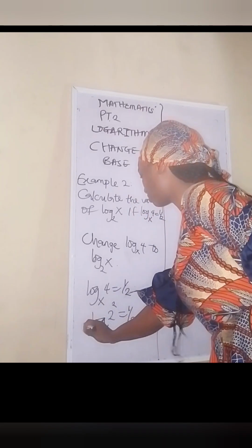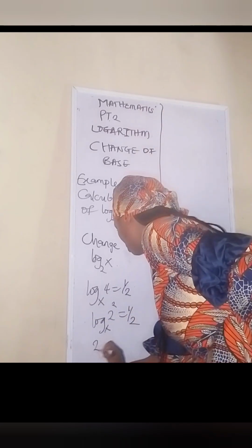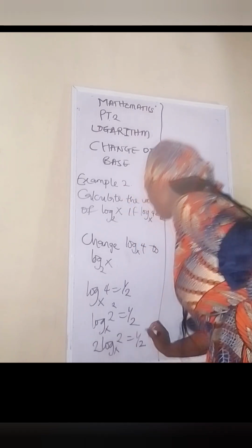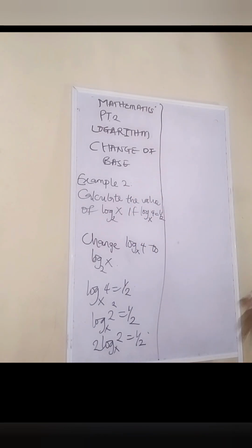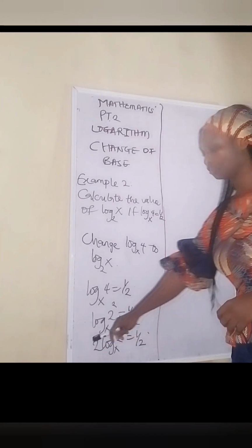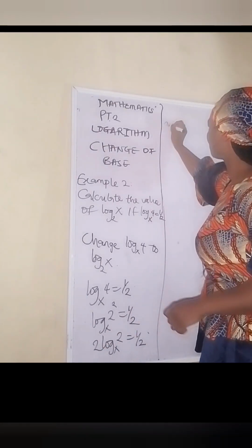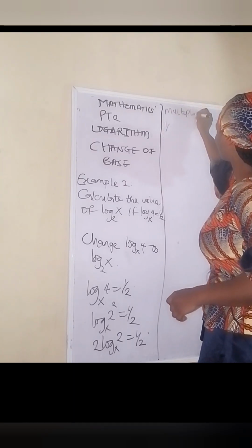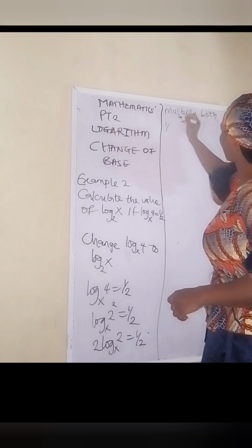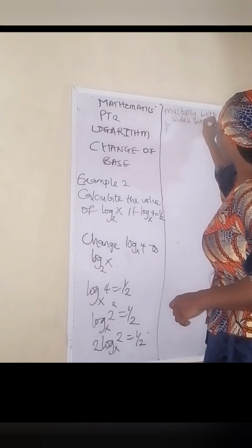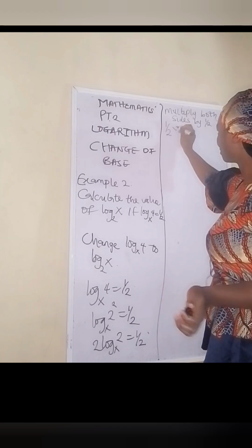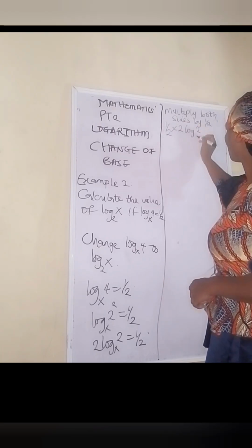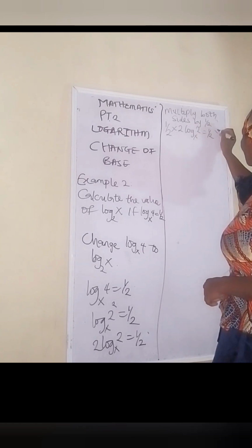So now this 2 will come down here. Do you get it now? So we have 2 log 2 base x equals half. So now the next thing we are going to do is multiply through by half. Do you understand now? So let's multiply both sides by half. So you won't be confused, that's why I have to write it. So log 2 base x equals half times half.